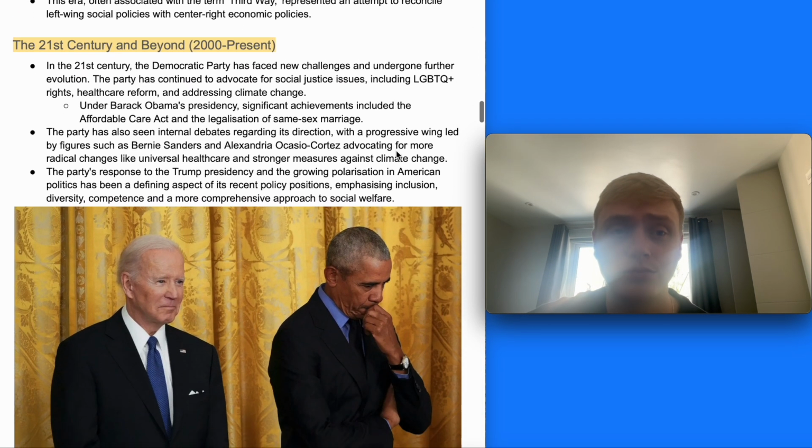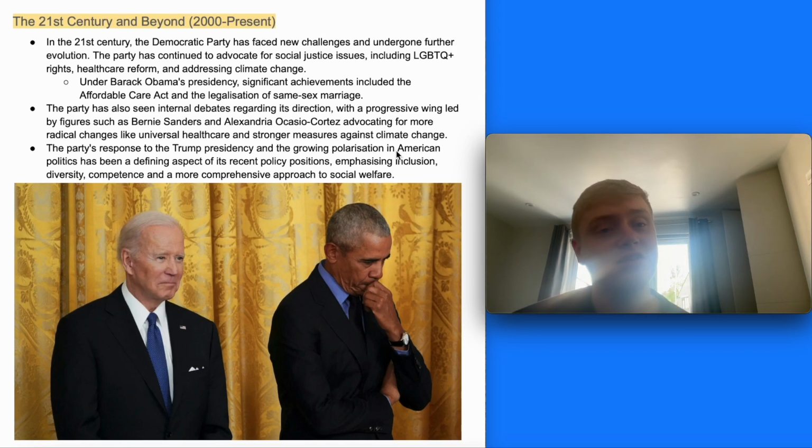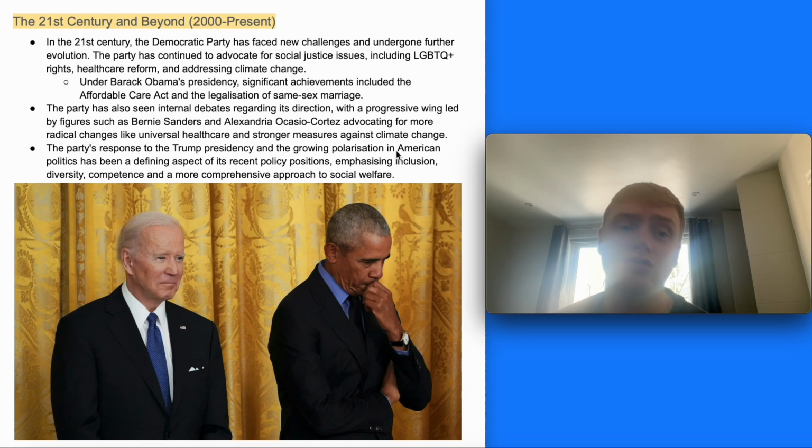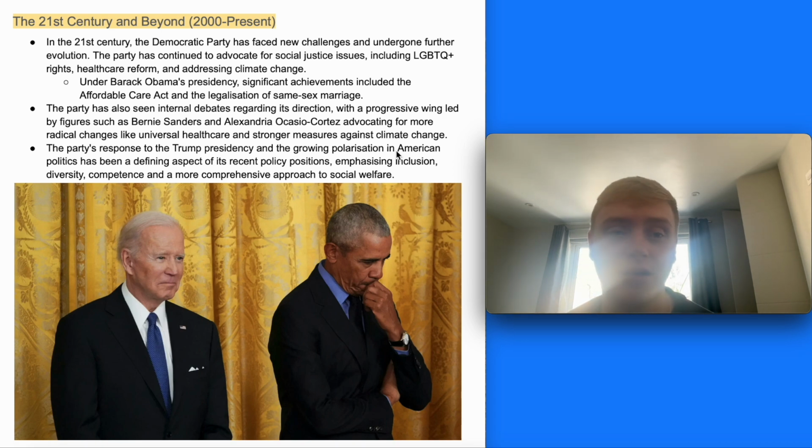In terms of the present then, in the 21st century, the Democratic Party has faced new challenges and undergone further evolution. The party continued to advocate for social justice issues, including LGBTQ+ rights, healthcare reform, and addressing climate change. Under Obama's presidency, significant achievements included the Affordable Care Act and the legalization of same-sex marriage. And the party has also seen internal debates regarding its direction, with the progressive wing led by figures such as Sanders and AOC advocating for more radical changes like universal healthcare and stronger measures against climate change.